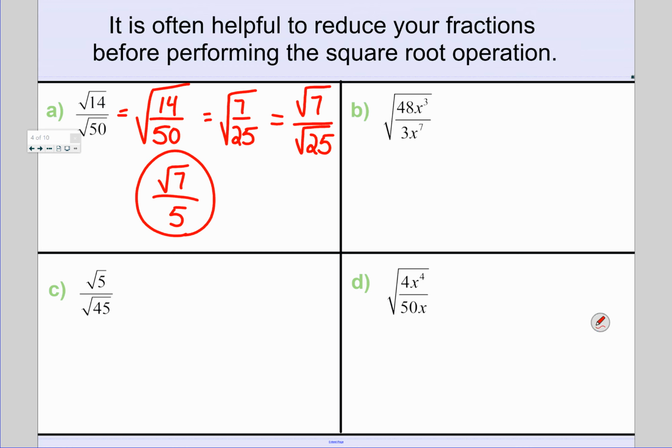Now let's look at letter B. Again, I look at this fraction and I think I can reduce this fraction. So I'll divide 48 divided by 3.